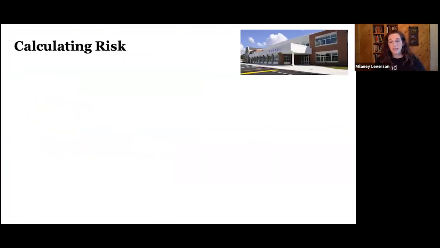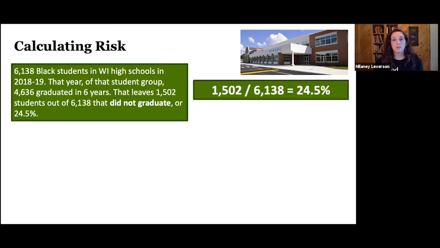So now we're going to take those 2 examples and apply them to those graduation rates in Wisconsin that we showed you earlier. In Wisconsin, there were 6,138 Black students in Wisconsin high schools in 2017-18. That year, of that student group, over 4,000 of them graduated in 6 years. So 4,636, which leaves us with 1,502 students that did not graduate. That's 24.5%, almost a quarter.